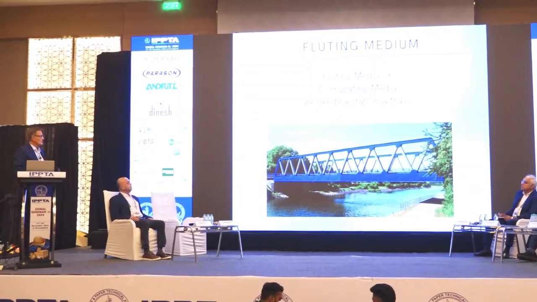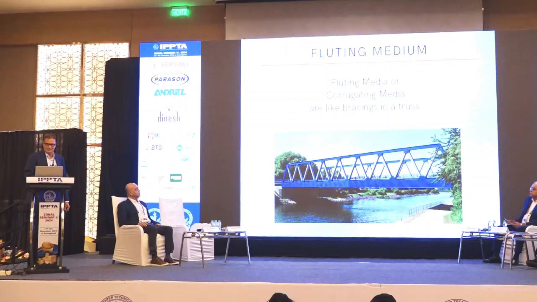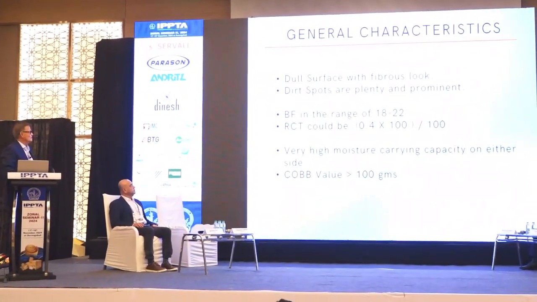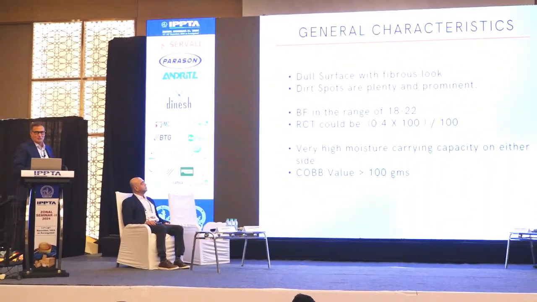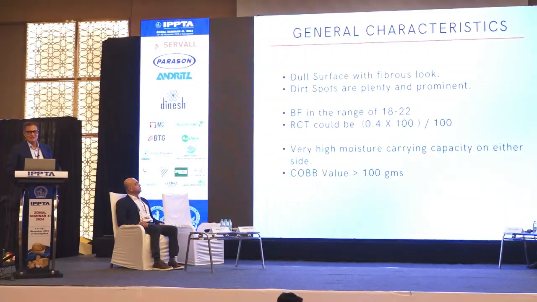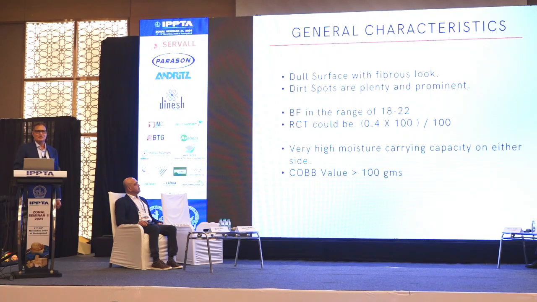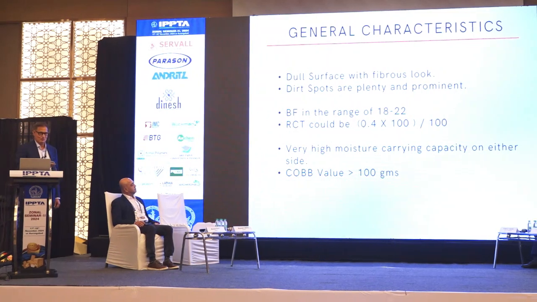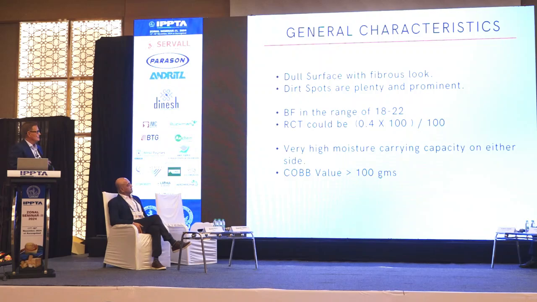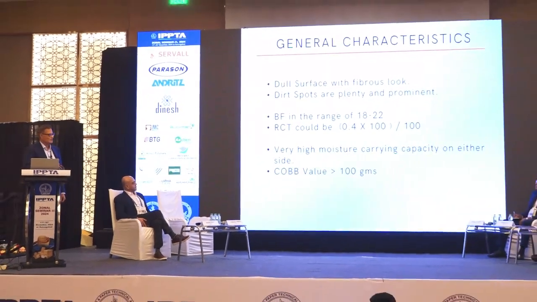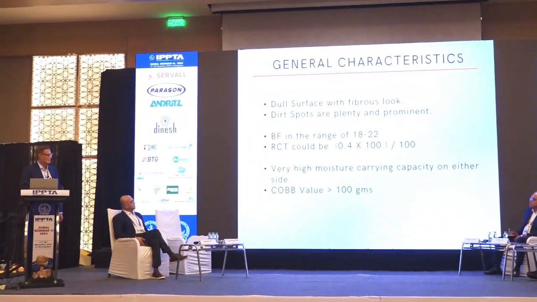Fluting media or corrugating media is like the bracing in a structure. It's very, very important. I'm talking mainly about imported fluting media. The general characteristics of imported fluting media: you will find the paper has a dull surface with a fibrous look. If you see a sample of imported fluting media, it will look like a mottled craft. Dirt spots are plenty, like what we find in Indian low-grade papers, and they are prominent.